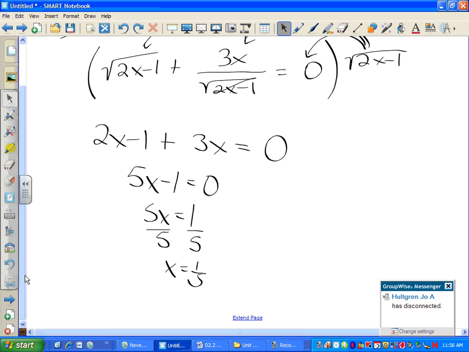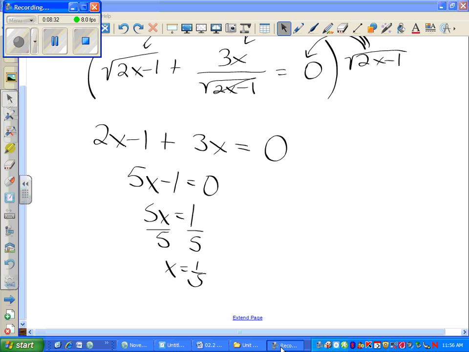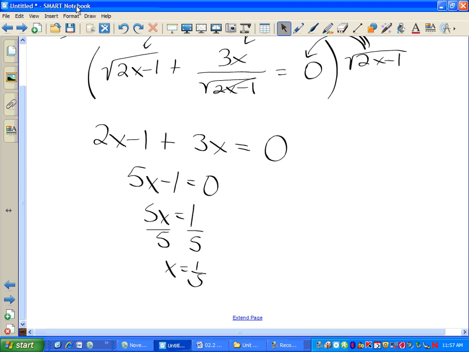Any questions about that? We've got to check our excluded value, don't we? Okay, I'm going to rewrite that. That is 1/5, but it just looked funny. Now, that is most likely our answer, but we have to check our excluded value. And this is a little bit trickier this time on our excluded value.